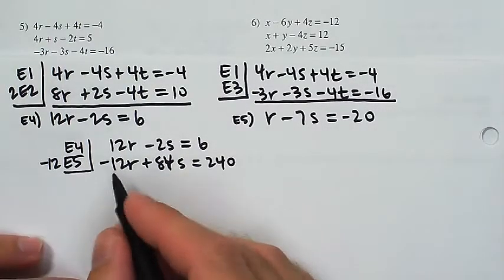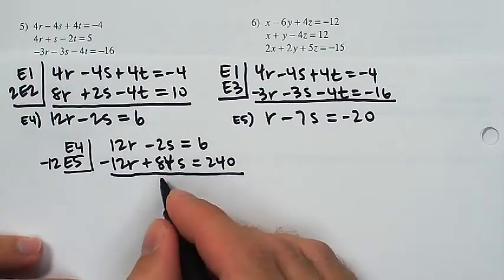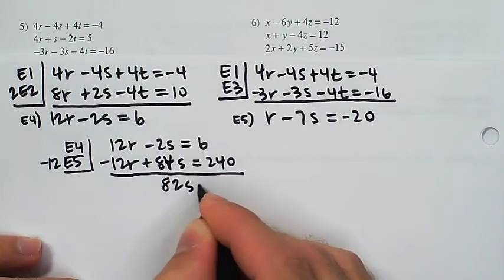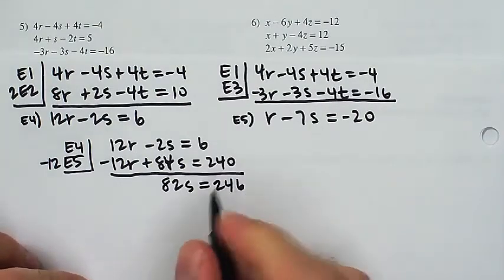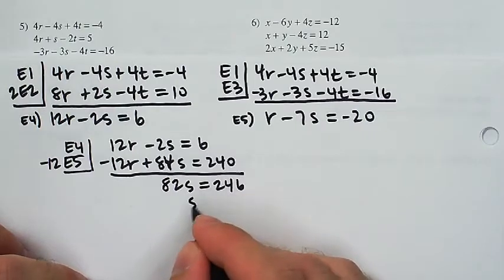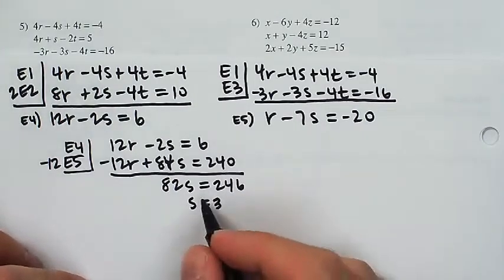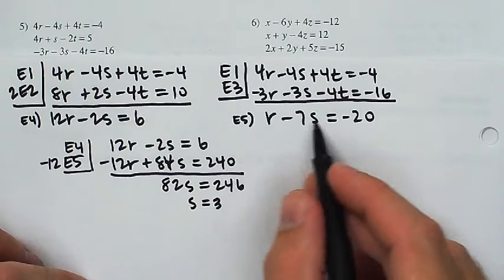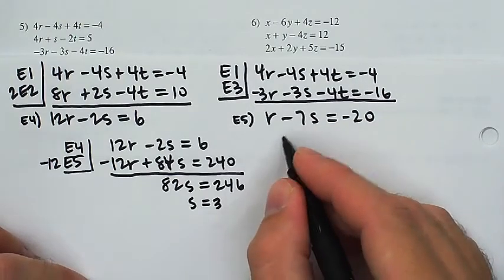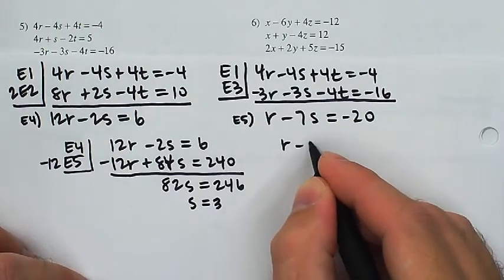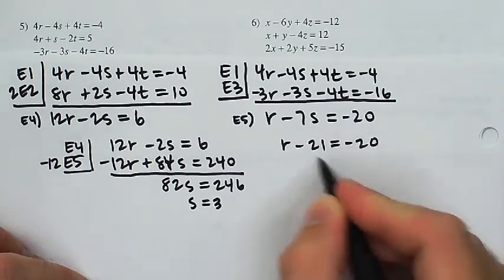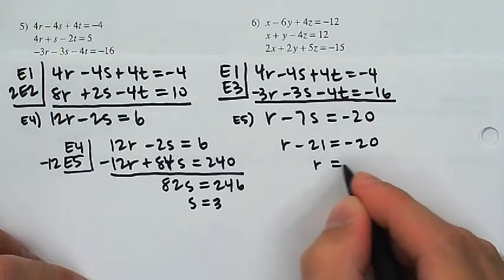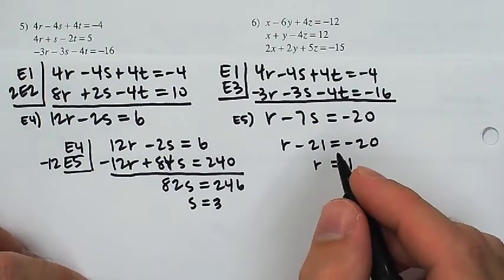Okay, now I add all this together. I'm going to get 82s equals 246. Oh yeah, and I can do that. S is going to equal 3. Okay, from there, I'm going to go over here and do r minus 7s equals negative 20. So r minus 7 times 3 is r minus 21 equals negative 20. I'll add 21 to both sides, and I'll get that r equals 1.